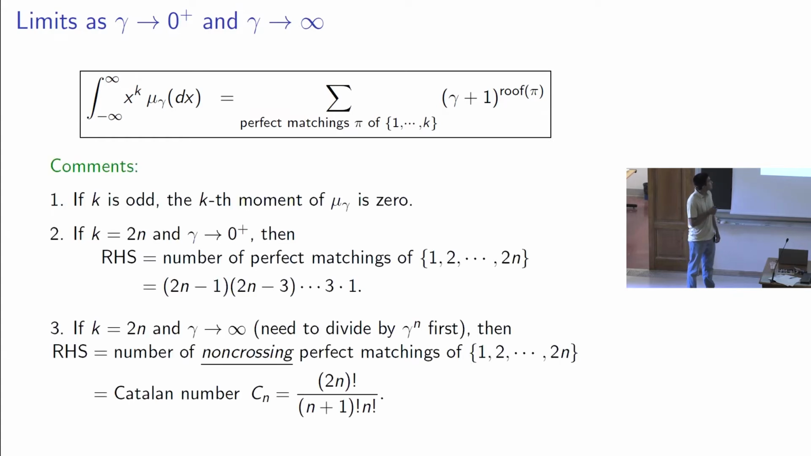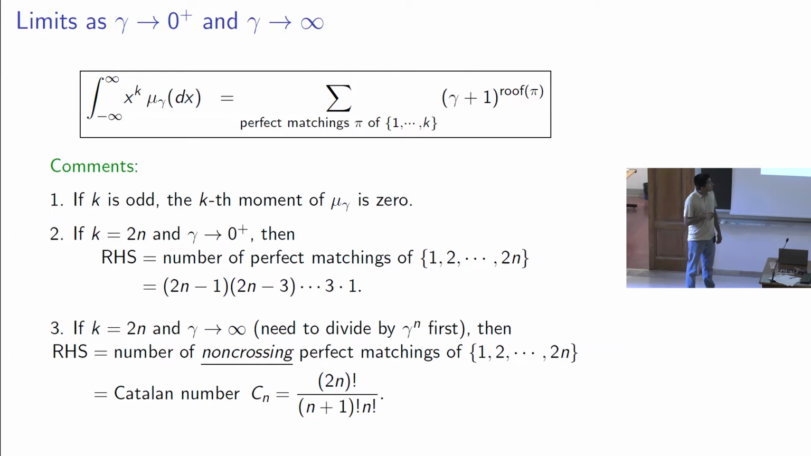So, okay, first obvious comment is that if k is odd, there's no perfect matching. So the odd moments are equal to 0, okay? The even moments are non-trivial, always. And if gamma is equal to 0, for example, each term here will be just 1, right? So we will have the number of perfect matchings of a set with 2n elements. You can count those. It's given by this product, 2n minus 1, 2n minus 3, and so on. And you know that these are the moments of the Gaussian distribution, right? This is the 2nth moment of the Gaussian distribution.